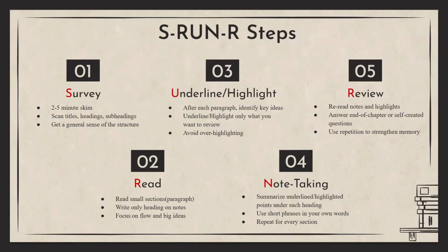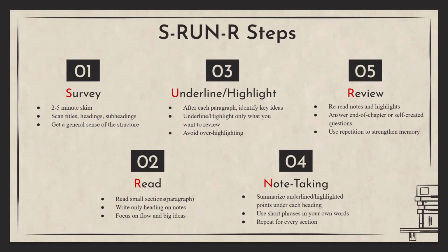So now you might be questioning, what are the steps to SRUNR? Step one is to survey. The survey step is kind of the same as in all the other strategies, where you just do a quick 2 to 5 minute skim, look at the titles and headings to get a general sense and feel of what you're about to read. Step two is to actually read, but you only want to read in small sections, preferably paragraphs. When you read, you don't really want to take notes. You just want to write the headings down.